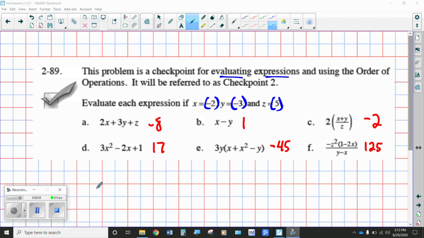Okay. So that concludes today's homework, and we are going to start getting into chapter review so we can do our chapter test. So let's head over to that.